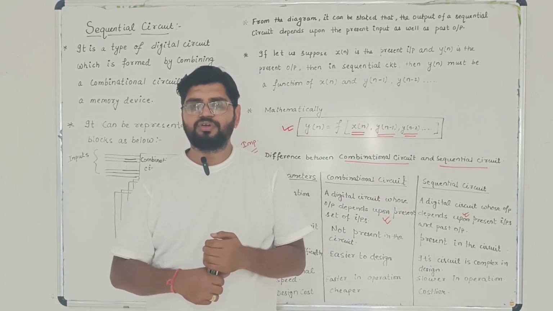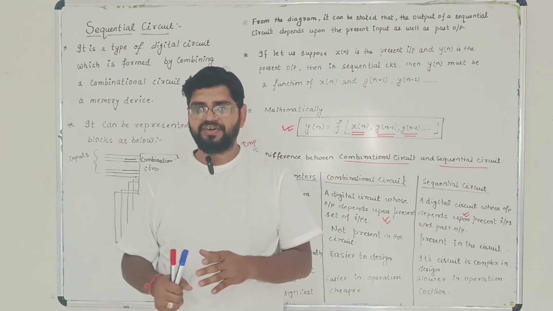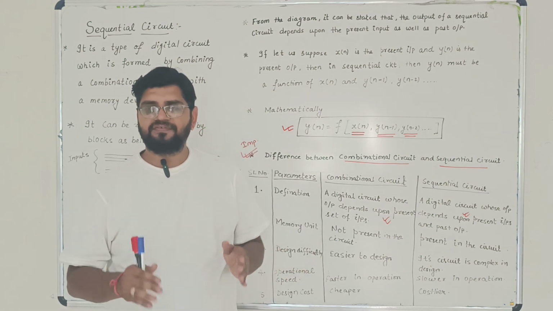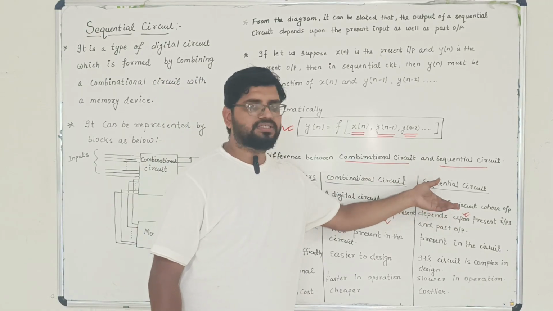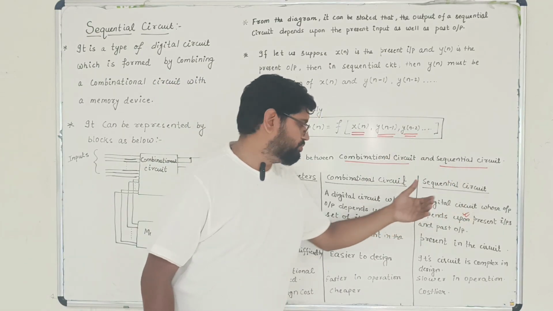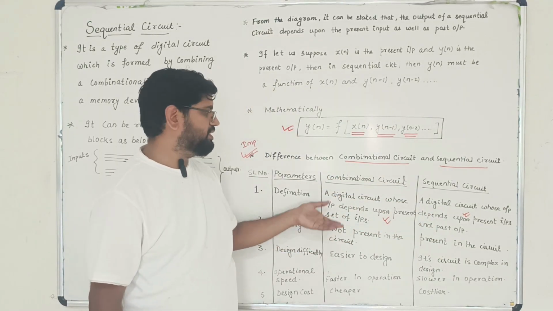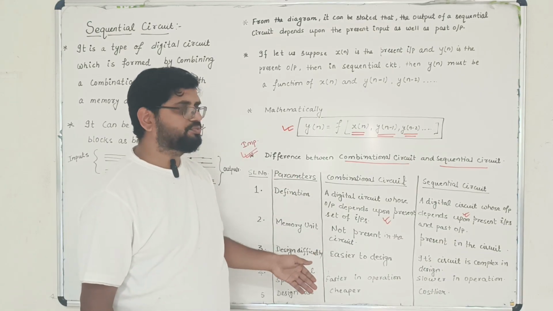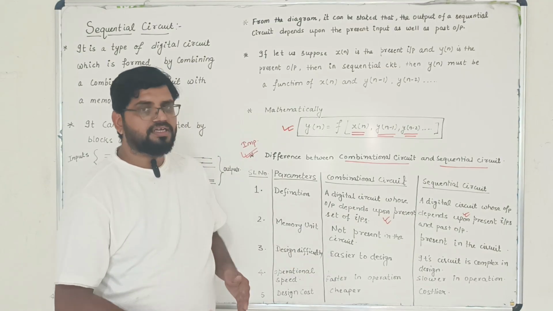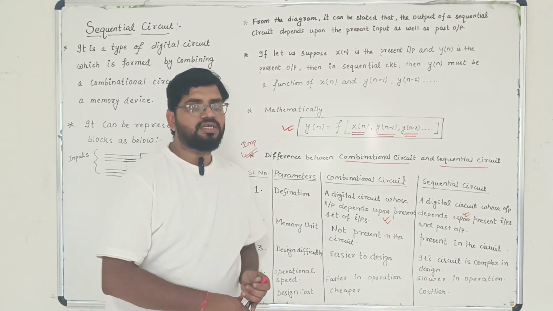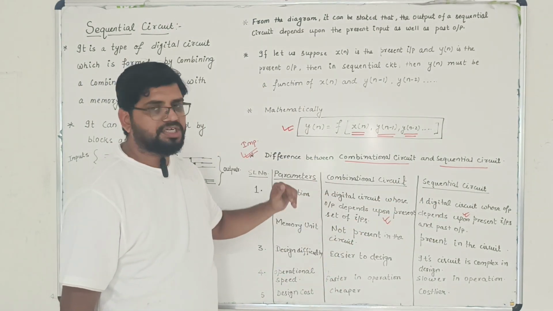The second part you have to remember is the difference of a sequential circuit from a combinational circuit. What are the differences? The first is the definition. In a combinational circuit, output is dependent on present input. In a sequential circuit, output depends on present input as well as past output. Second is the presence of a memory element in a sequential circuit, but no memory element in a combinational circuit. Since the memory element is present, design is difficult in a sequential circuit, and easier in a combinational circuit. And due to the presence of the memory element, the operation will be slower in a sequential circuit, but faster in a combinational circuit.